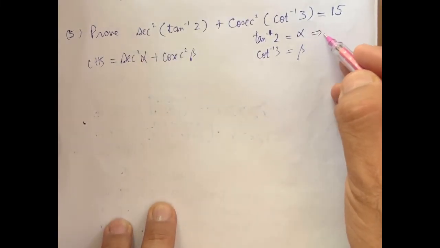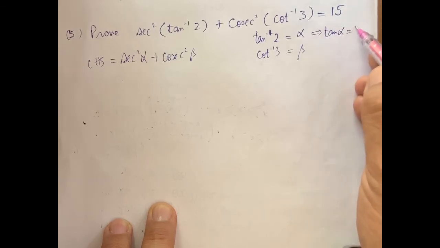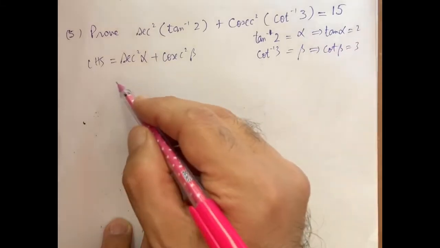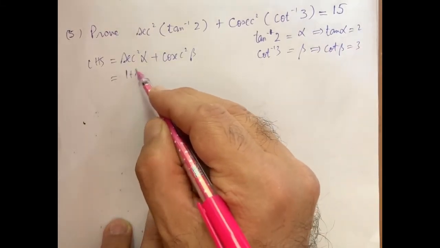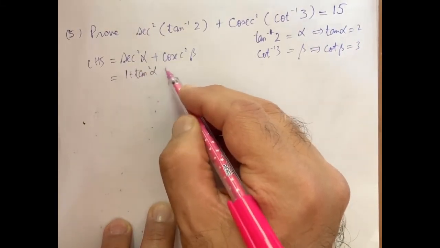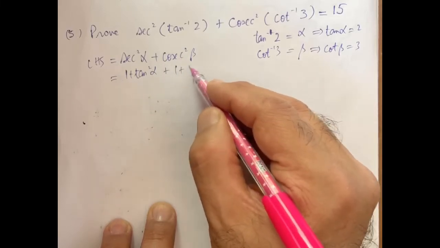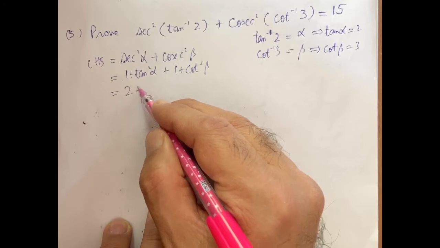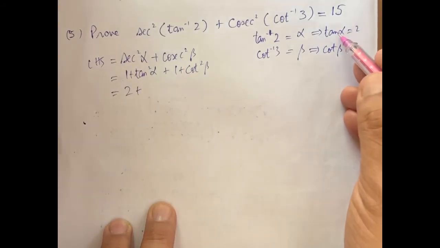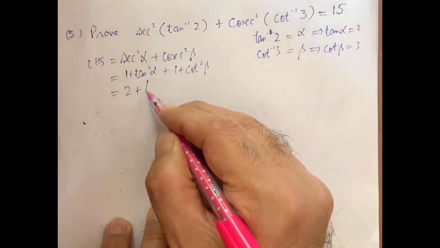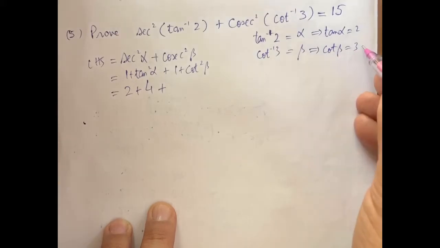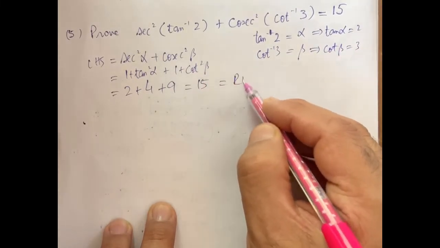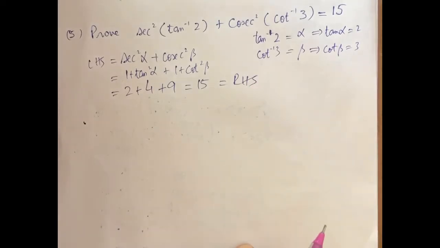This gives us tan of alpha as 2, and from this cot of beta is 3. Secant square of alpha is 1 plus tan square of alpha. Cosecant square of beta is 1 plus cot square beta. 1 plus 1 is 2 plus tan square of alpha. Tan alpha is 2, square of that will be 4. Cot beta is 3, 3 square, this is 9. It is equal to 15, same as the right hand side.